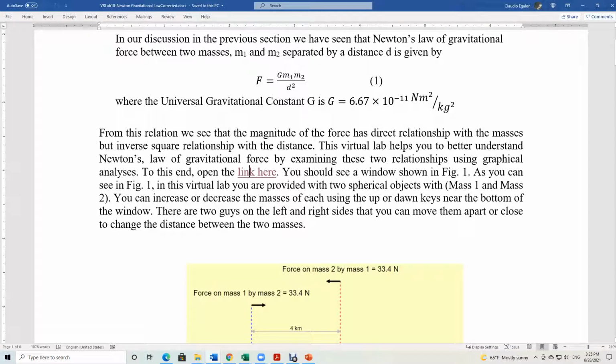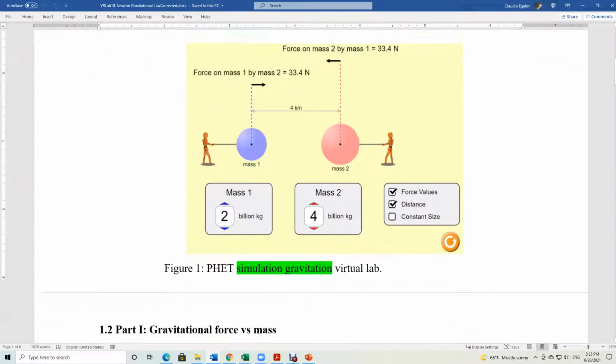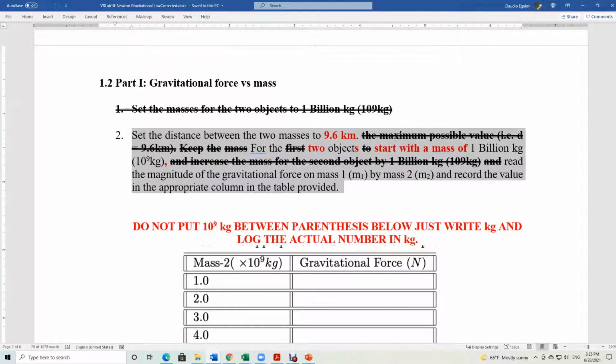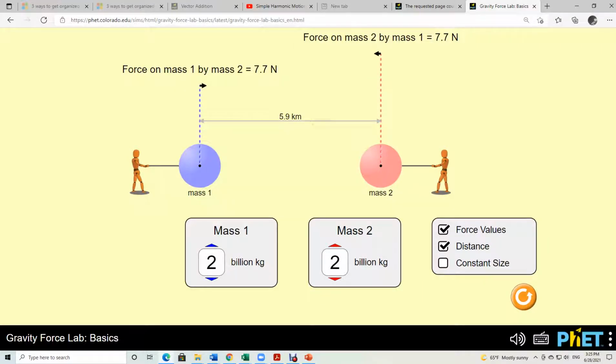Okay, so let's go to the instructions that we have here. Gravitational force versus mass. Set the distance between the two masses to 9.6 kilometers. I made huge modifications here, extensive modifications, which are going to be posted on my YouTube channel. Let's set the distance to 9.6 kilometers. That's not the one, right? Is this one right in here. 9.6 kilometers.